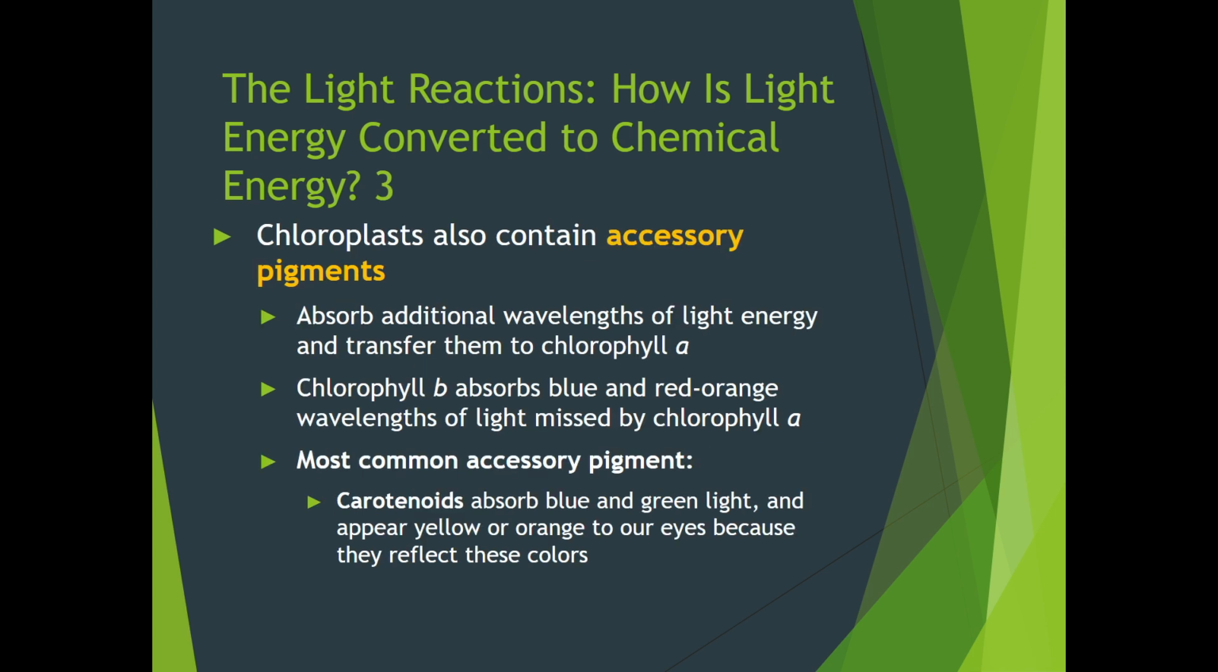And chloroplasts also contain other pigments. They're not all chlorophyll. Those are called the accessory pigments, and these absorb additional wavelengths and other light energies, and then they transfer them to chlorophyll A. These accessory pigments do not always emit or reflect yellow to green light. Now, chlorophyll B does absorb blue and red and even some orange wavelengths of light missed by chlorophyll A. But the most common accessory pigment is actually carotenoids, which kind of reminds me of carrots, which is helpful because it reflects yellow to orange light because it absorbs all blue and green light, so it appears yellow or orange to our eyes.